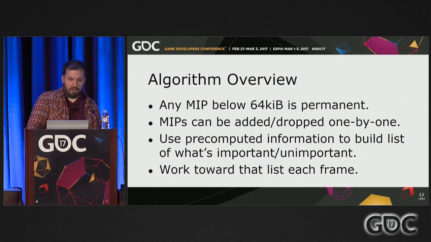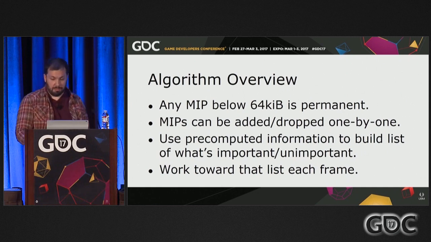So our overview of our strategy is any MIP level below 64 kilobytes is permanent. MIPs can be added or dropped one by one. So that's in furtherance of the goal that artists can create arbitrary numbers of MIP levels so that we just won't use them if they're not needed. We use pre-computed information to build a list of what's important and unimportant, and we work toward that list each frame. So the goal with pre-computed information being save GPU, save CPU.